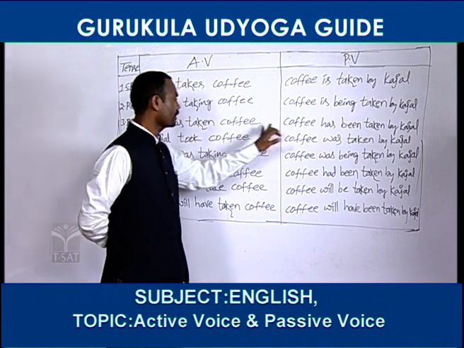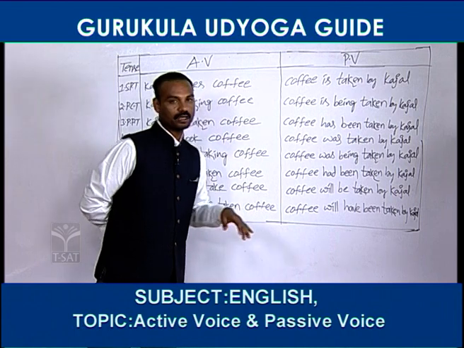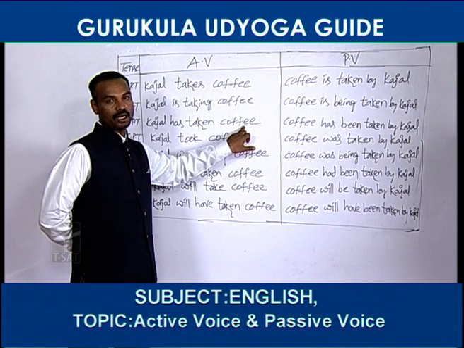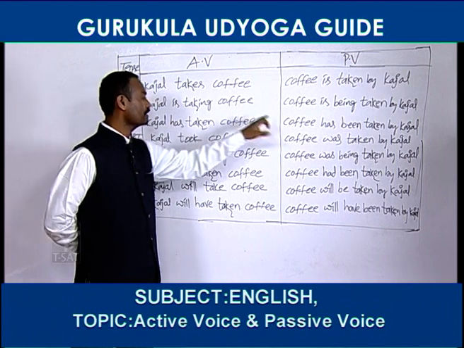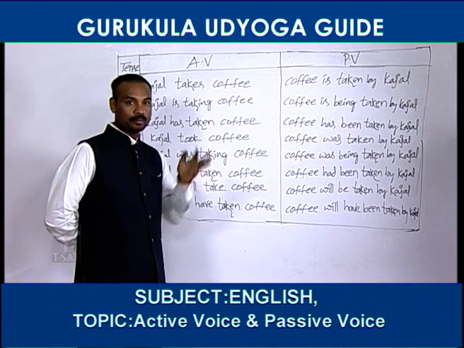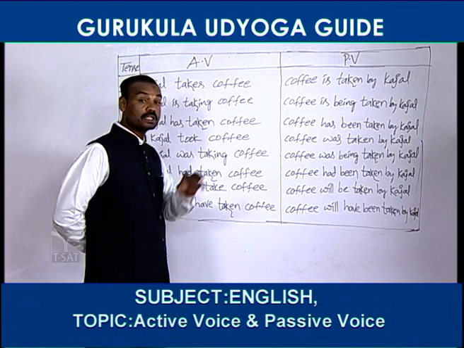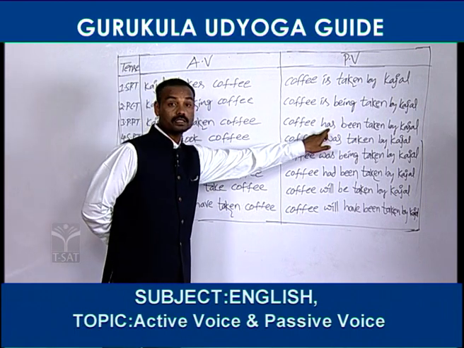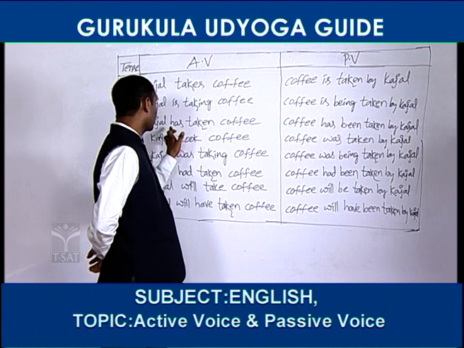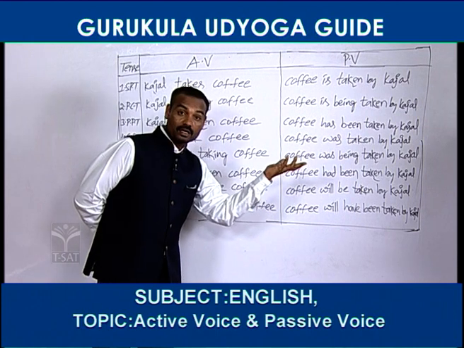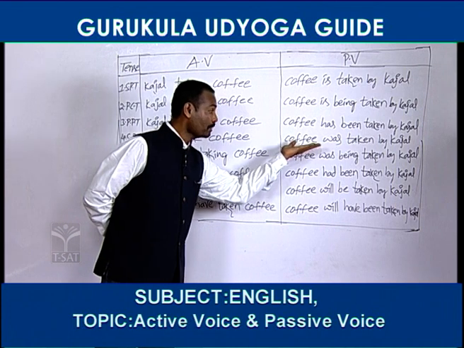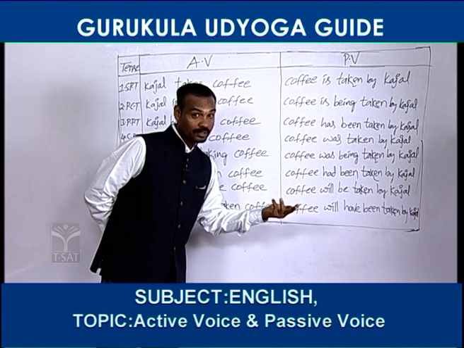Kajal has taken coffee. Coffee has been taken by Kajal. So a singular helping verb is there, a singular object is there. That's why has been is taken as it is. Sometimes has should be changed into have. Sometimes the helping verb should not be taken as it is in the passive voice. If they give has, we have to write have. If they give have, we have to write has.